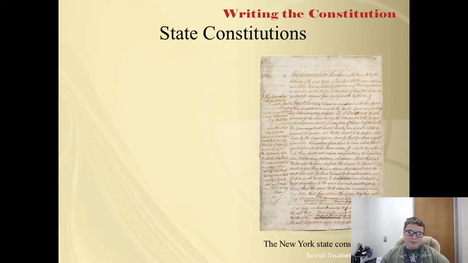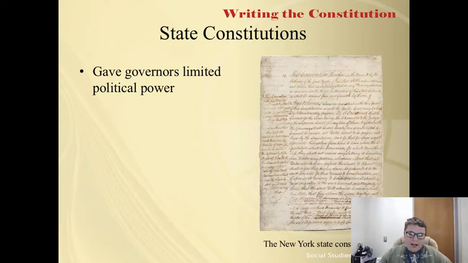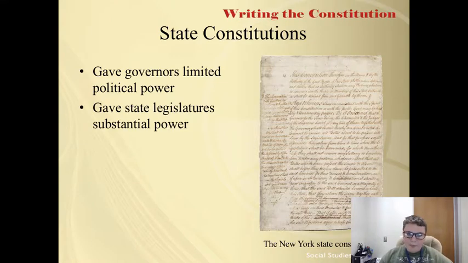State constitutions gave governors limited political power. As the Revolution wound down, the newly independent states began to rewrite their constitutions. Limiting the power of state governors became a hallmark of several of these. Some abolished the office of governor entirely. In contrast, the state legislatures received substantial power to run state affairs. The legislators often had the authority to declare war, conduct foreign policy, set up courts, and perform other common functions.